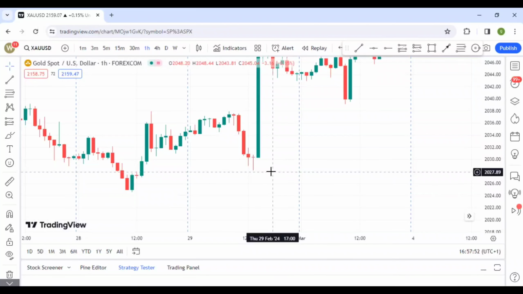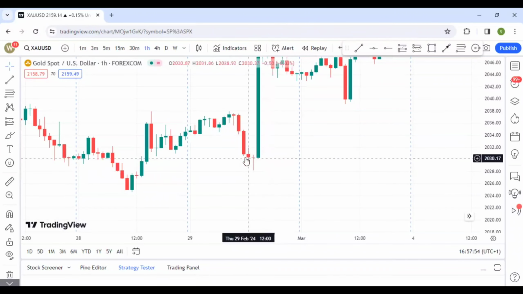So what is the psychology behind this? What's the context? When the market opens here, the bears, they drag the price all the way down. The bears are the sellers, and the bulls are the buyers. Now the sellers drag the price down to this point, creating this longer wick.